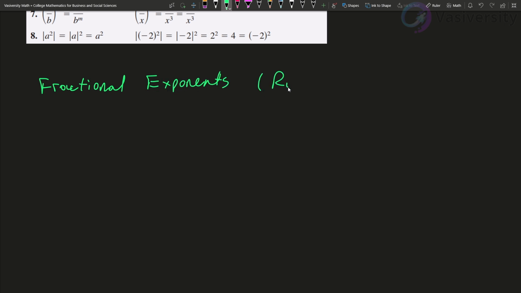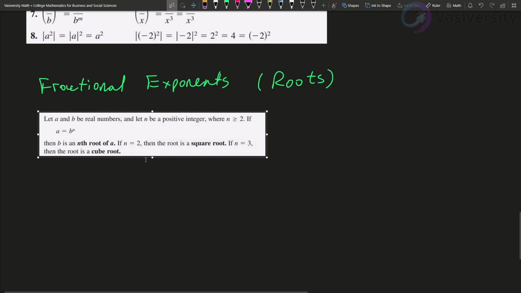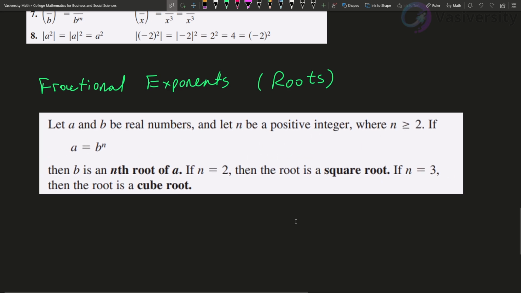Or we can also call them roots. Okay. So those kind of things we'll have in the following definition. Let a and b be real numbers, and let n be a positive integer, where n is greater or equal to 2. If a is equal to b to the power of n, then b is the nth root of a. Specifically, if n is equal to 2, then the root is a square root.